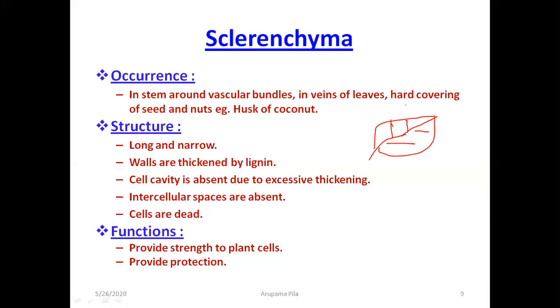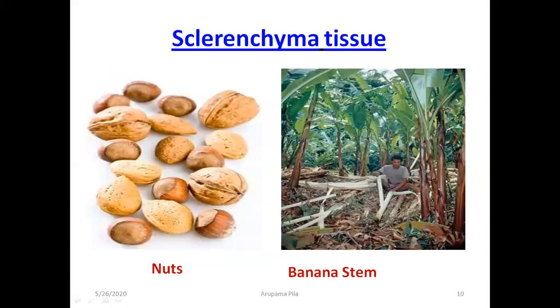Then they are present in the hard covering of seeds and nuts. Example, husk of coconut. Like I'll show you, here you can see this is the structure of nuts, and these nuts have a very hard covering. So in this hard covering, sclerenchyma tissues are present, and they are also present in the banana stem fiber.